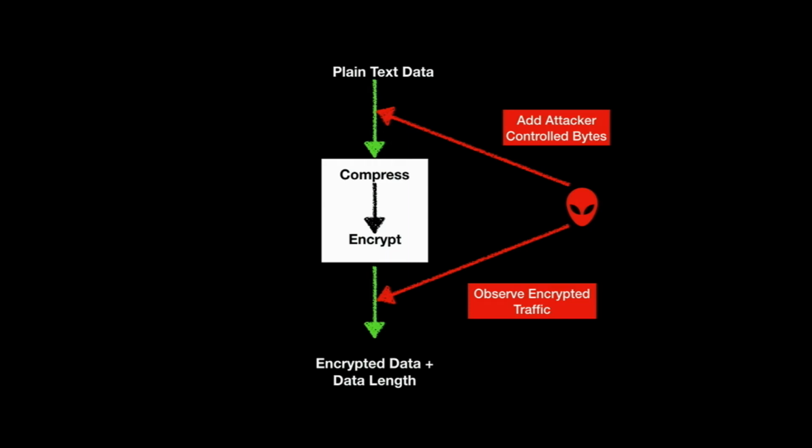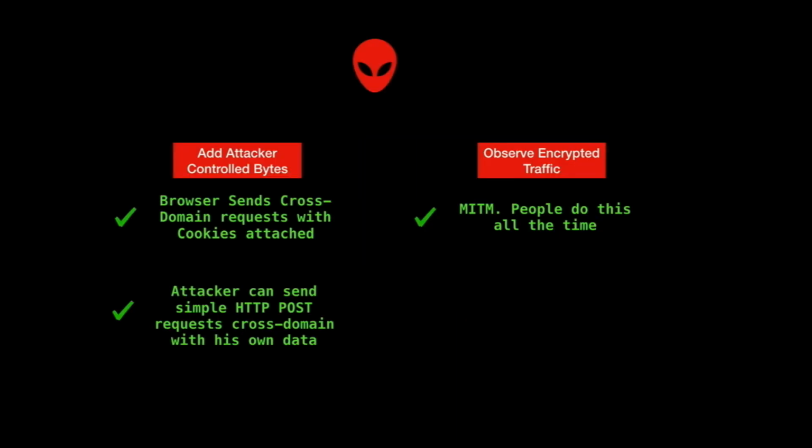I'll go to that. To do that, you need certain properties to do these two things in a real-world browser. Observing encrypted traffic is quite easy. It's happening all the time. Your ISP or government, or if you're on a Wi-Fi in the same network, can observe traffic of others. MITM is straightforward.